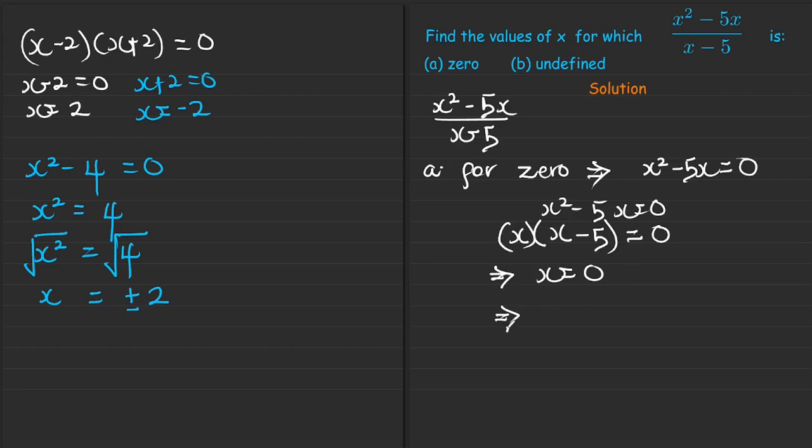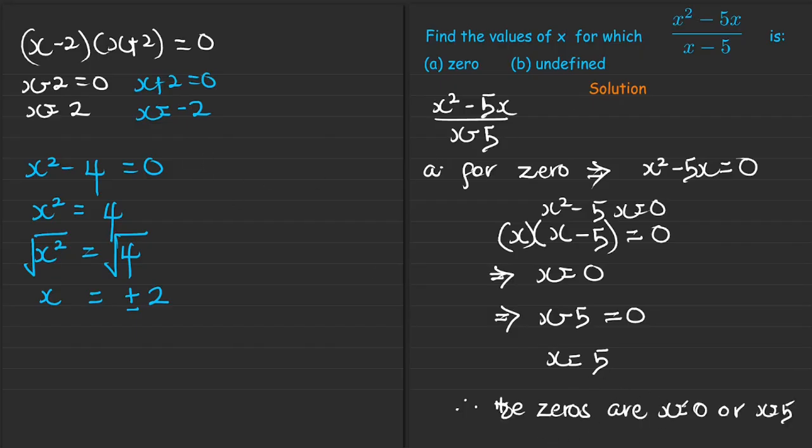Then for the second one, we have what? X minus 5. That is this second bracket. We are equating it also to 0. Making x the subject, we have x equals 0 plus 5. And we know 0 plus 5 gives us what? A 5. So therefore, the zeros of the function, or the zeros of this algebraic fraction, are x equals 0 or x equals 5.